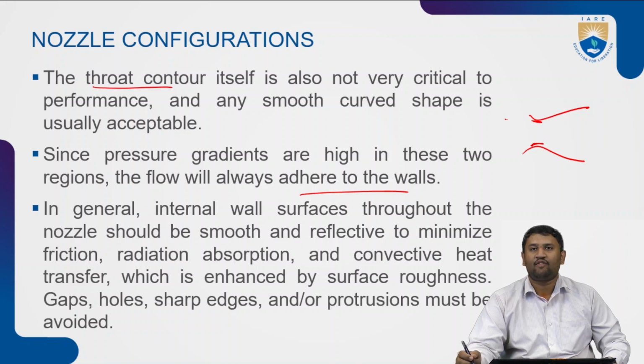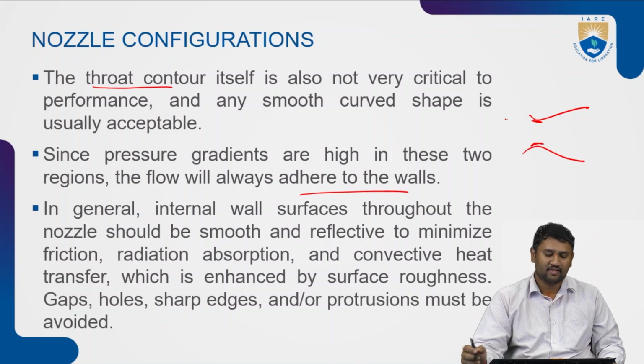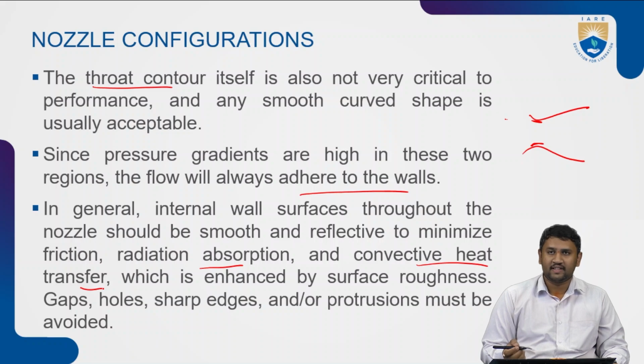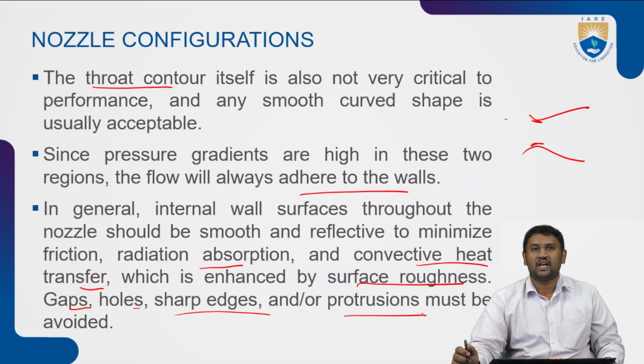In general, the wall surfaces throughout the nozzle should be smooth and reflective to minimize friction, radiation absorption, and convective heat transfer, which is enhanced by surface roughness. Gaps, holes, sharp edges, or protrusions must be avoided.